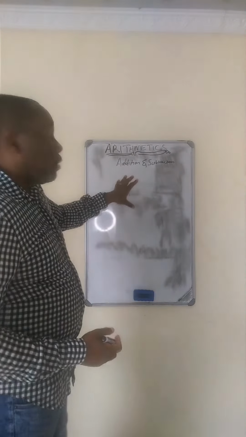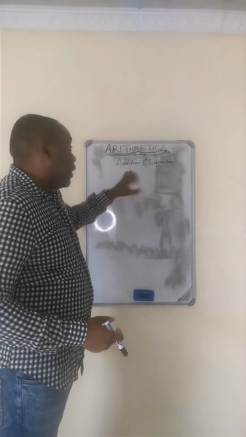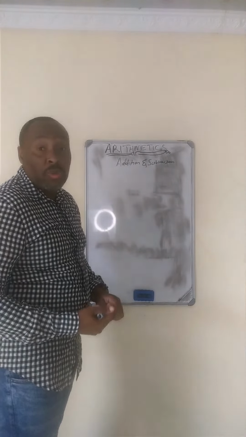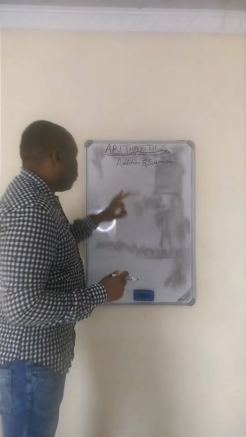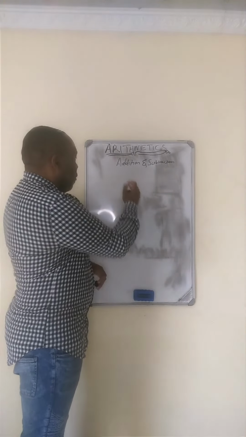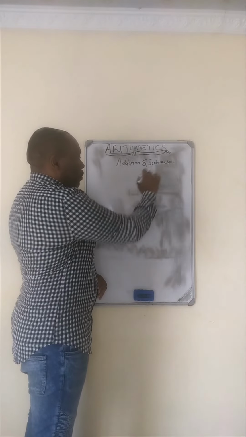We are still on arithmetic, and we're still on addition and subtraction, but we are finishing up with addition and subtraction before we go to multiplication and division. This is what I want to add on subtraction and addition, so that we may understand the terminology, the results that we get in addition and subtraction.